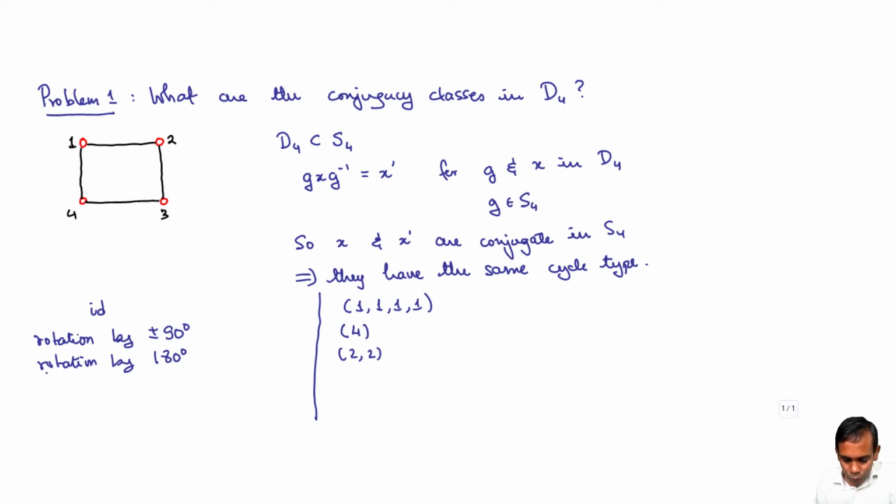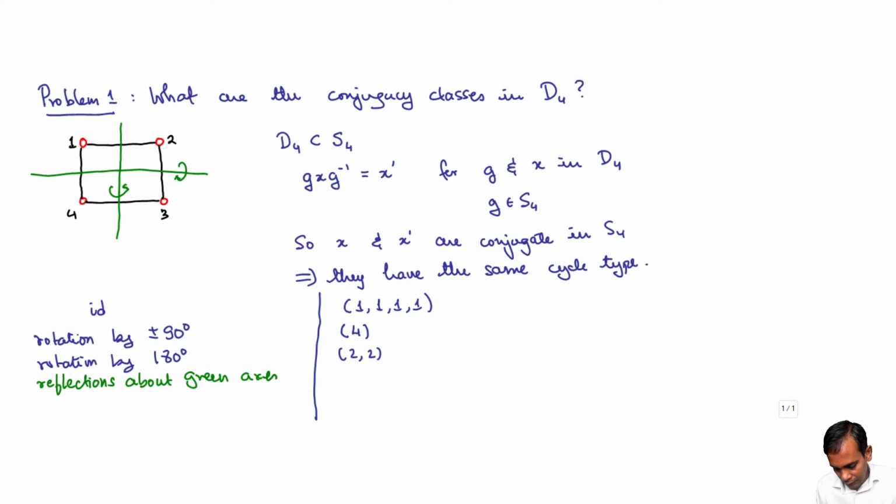And then we have two kinds of reflections. We have reflections about axes that pass through edges. Okay, so we have reflections, I'll call these about green axes. So let's take the reflection about the vertical axis for example. So that takes 1 to 2 and 2 back to 1, 3 to 4 and 4 back to 3. So its cycle type is also 2, 2. And then we have reflection about the horizontal axis, which takes 1 to 4 and 4 to 1, 2 to 3 and 3 to 2. So that's also 2, 2. So there are 2 elements of this kind.